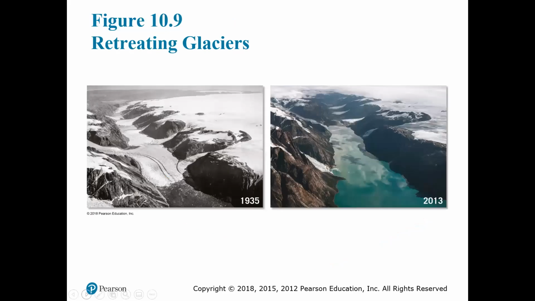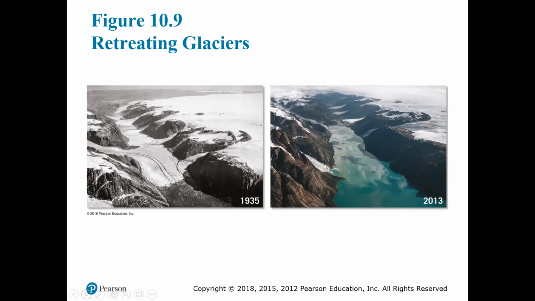This image shows retreating glaciers. So this is the same vantage point along the southwest coast of Greenland. And so there's a picture in 1935 versus 2013, and you can see that the area covered by the glacier has been drastically reduced.